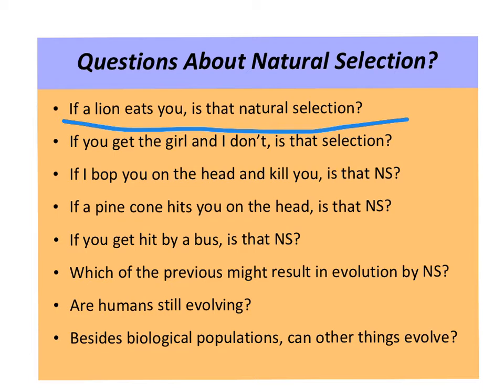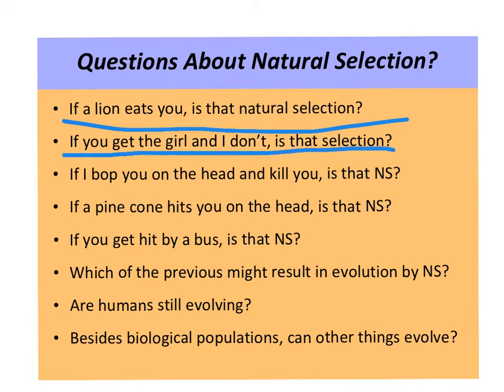Okay. If you get the girl or you get the boy and I don't, is that selection? Now, this is sexual selection, but think about it this way. It's not about surviving. It's about reproducing. If you get the girl or you get the boy and another individual doesn't, because you're cuter, you leave more offspring. So, is that an example of selection? Yes.